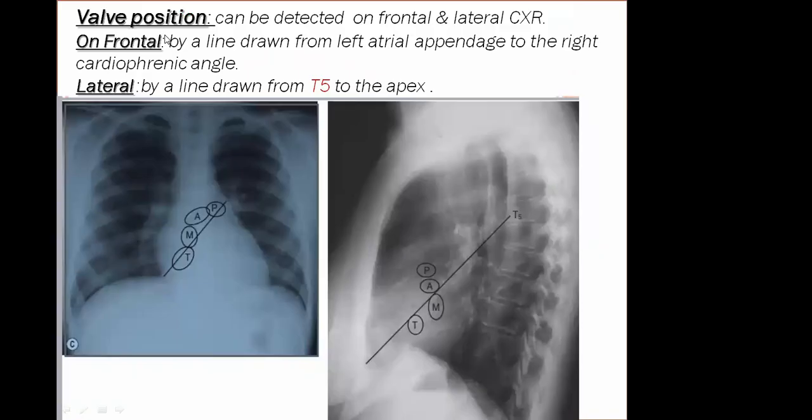Valve position. It can be detected on frontal and lateral chest, at the right cardiophrenic angle. And laterally, it is aligned from T5 to the apex of the heart. So the pulmonary valve and the aortic valve should be above the line.